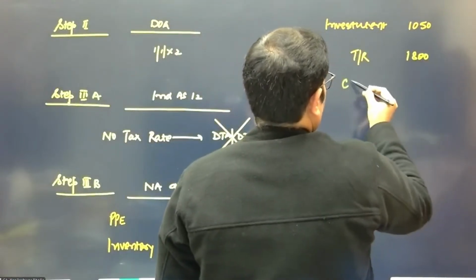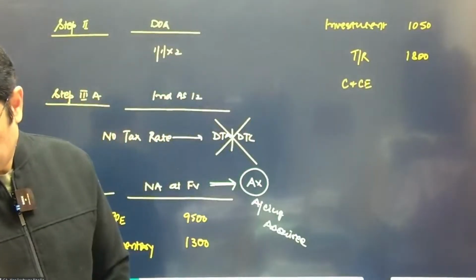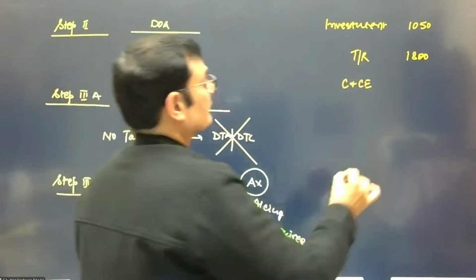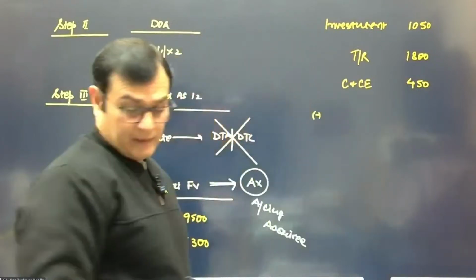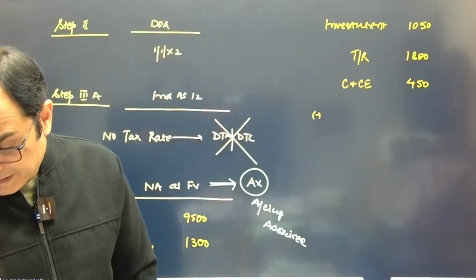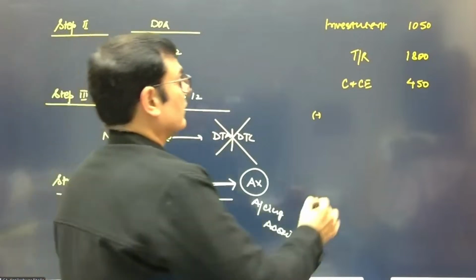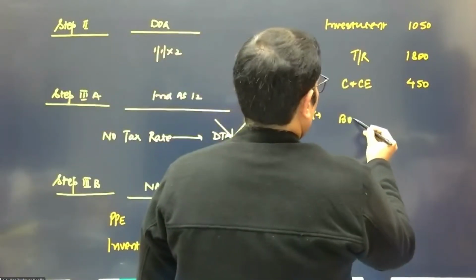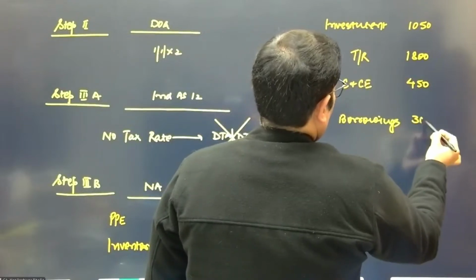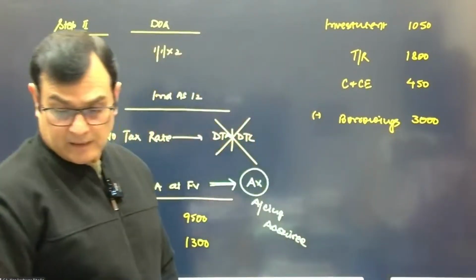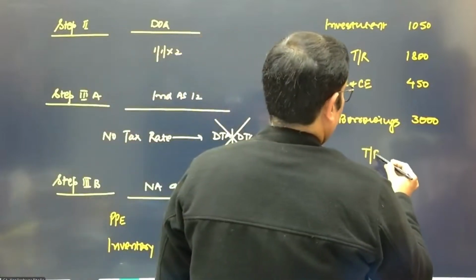And then there is cash and cash equivalents, to the extent of 450. That's on the asset side. If you look at the liabilities, we are given the borrowings, that is 3,000, non-current liabilities. And there is another current liability as well, trade payables, which is 1,000.